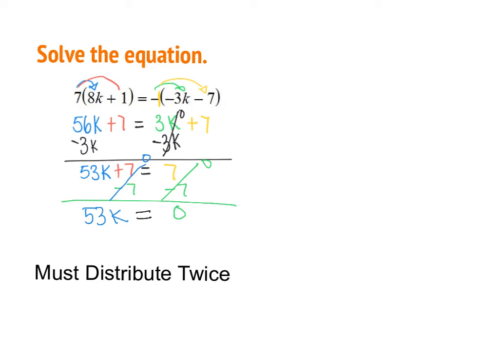So now, when you divide by 53 to get k by itself, 0 divided by anything, doesn't matter what, will always give me 0. So when I bring down whatever's left, k equals 0.